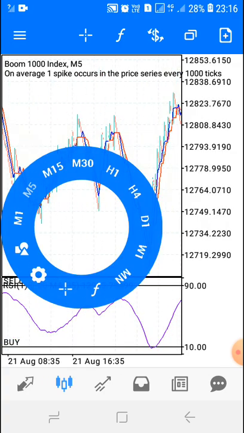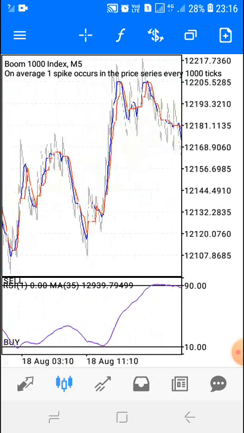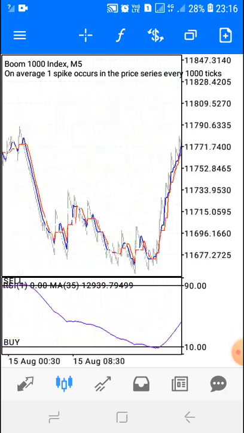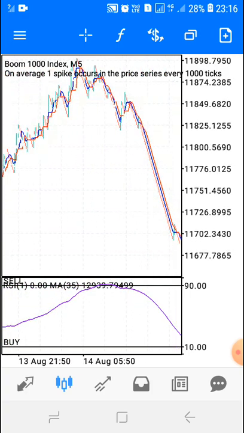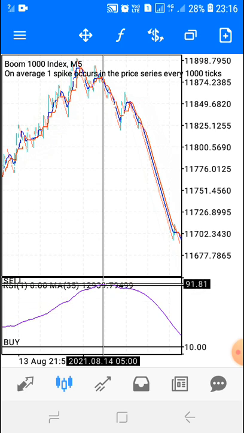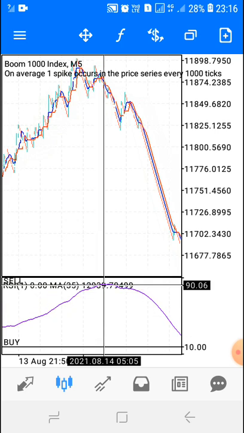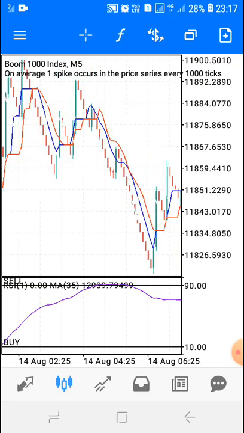Okay, the moving average over here was moving, right? So that entry is invalid. We need to look for a level where the moving average hasn't moved. For example, you can see that the moving average didn't move over here. So what you want to do is, after you see that, zoom in on the chart.